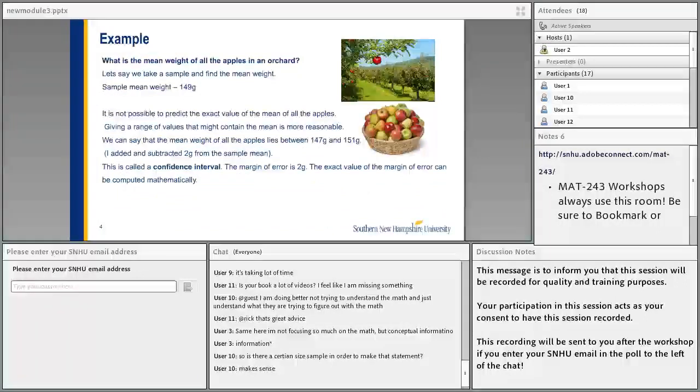So this is just a write-up of what I just explained. So I add and subtract 2 grams, and I have 147 to 151 as my confidence interval.